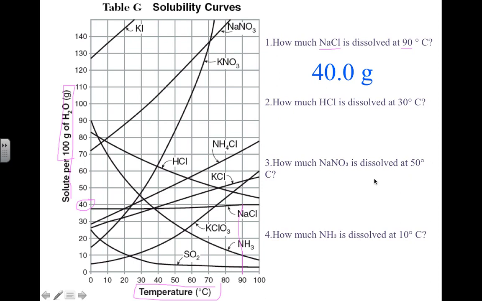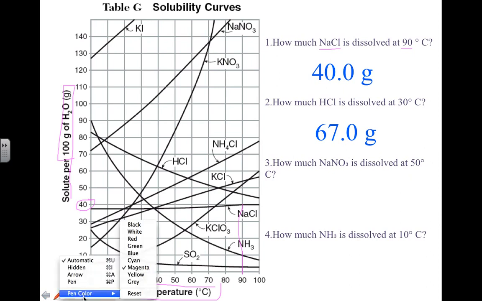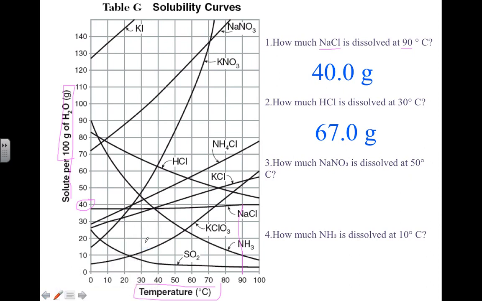What about HCl? Let's look at HCl. That says 67 grams. How do we get that answer? Let me get another pen. Green is good. And here is the HCl line right here. I'm on my laptop, so it's really hard for me to draw it. Okay, HCl at 30 degrees. So you would meet that line, go up and across, and there is where it would go.